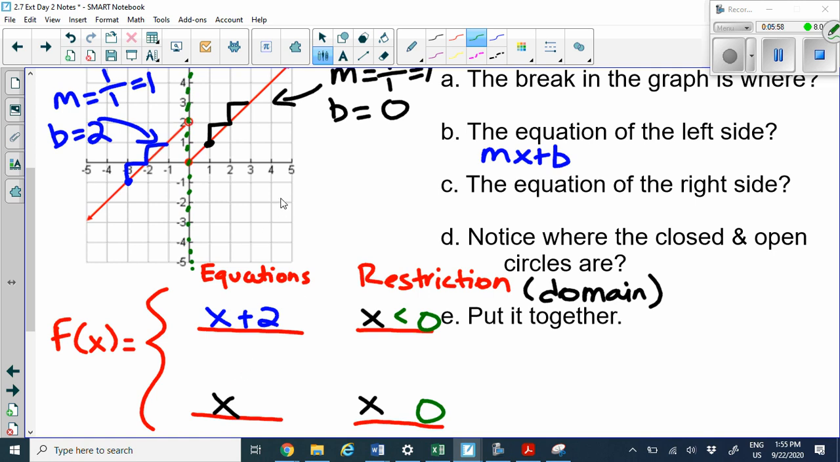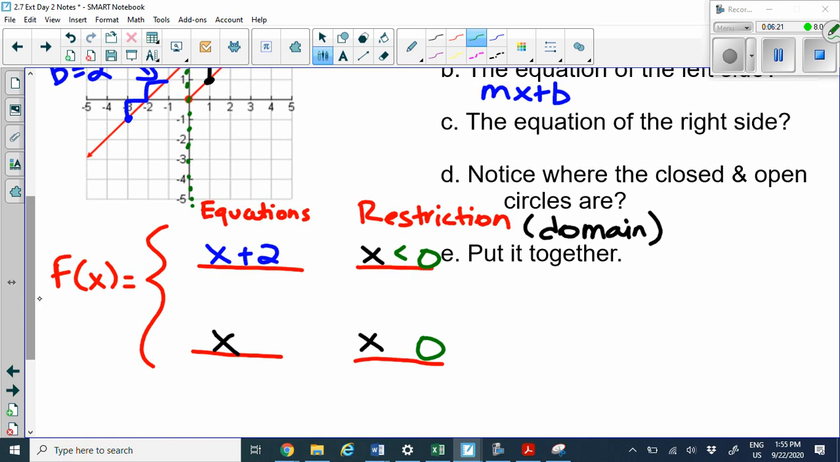Now let's look at our other equation, just x. Notice that here we have a closed circle, so we're going to have an equal bar on our inequality. Are the x values getting bigger or smaller than 0? The line is going to the right-hand side, so the x values are getting bigger. So we want to use x is greater than or equal to 0. And that's how you write a piecewise function. Okay, let's try another one.